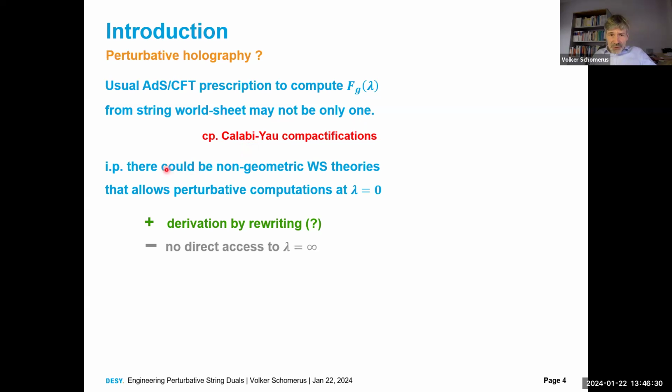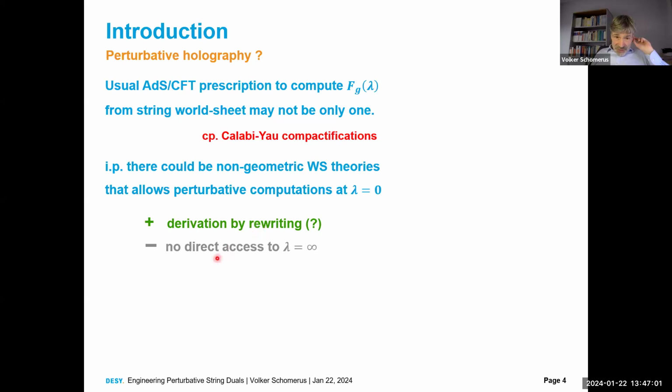So the conclusion is that there could very well be, of course, non-geometric worldsheet theories that allow for perturbative computation, in particular around the point lambda equals 0. And if such a prescription existed, of course, that would be fantastic, because one would really hope that one could derive these things by just rewriting. This is the process that I call engineering. So you would take your gauge theory, and just rewrite the gauge theory perturbation expansion in terms of a string theory, and thereby engineer a string background.